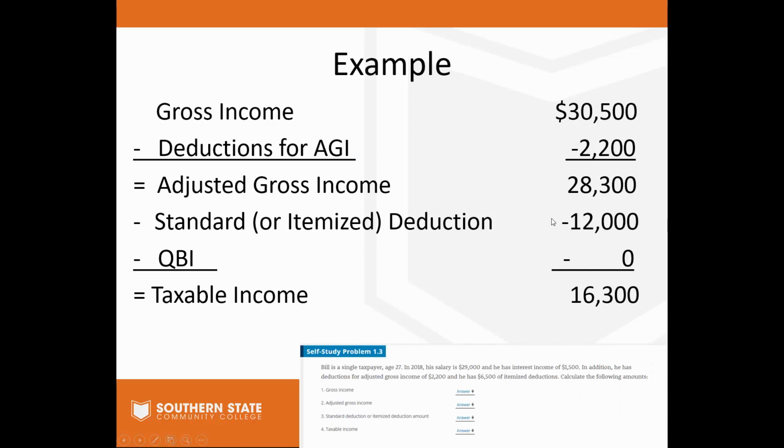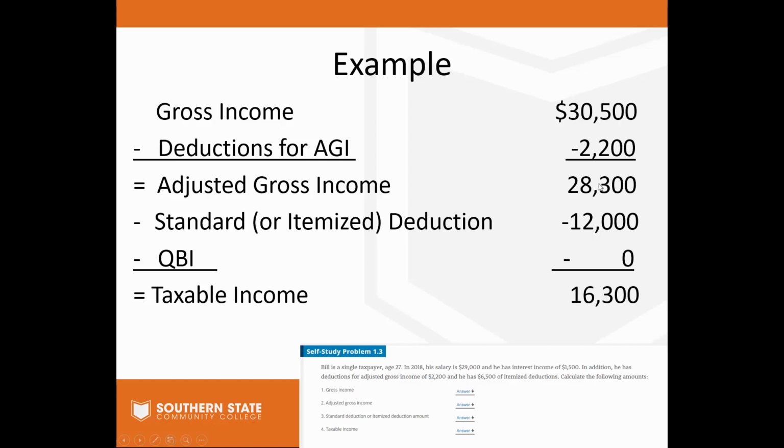There we go. Gross income, $30,500. We would get that by taking his salary, adding in interest income, keeping in mind that provision. The IRS is going to get their hands on all your income, regardless of how you got it. We'll talk about exceptions later on, but that's the general rule of thumb. Deductions for AGI. We're going to take out $2,200 because it says in the problem he had deductions of $2,200. We get an AGI of $28,300.